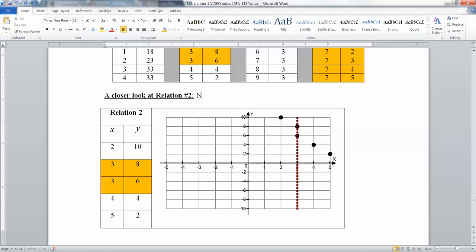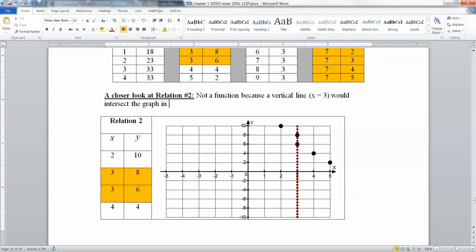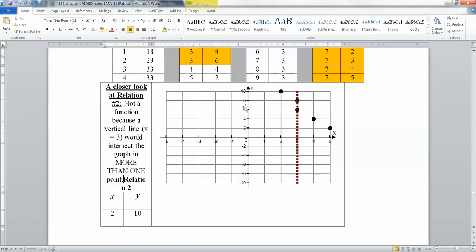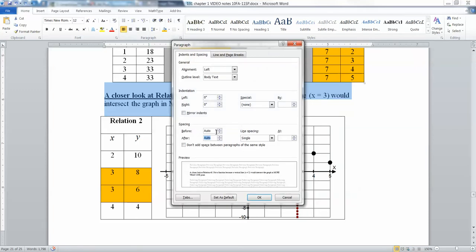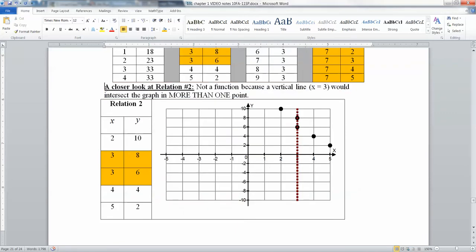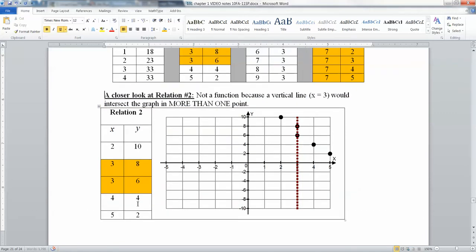So this is not a function because a vertical line, which we all know would be x equals 3, would intersect the graph in, let me put this, more than 1 point. Now in this case it was 2, but it could be 3, it could be 4, it could be all sorts of things, right? So the number is not important. All that's important is that it's more than 1. So as long as it hits it more than once, you're in trouble, right? It's not going to be a function.